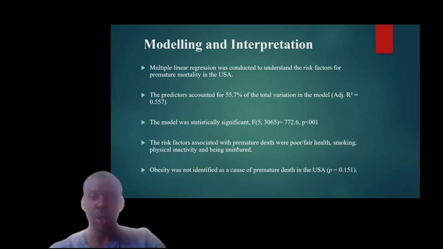The risk factors associated with premature death were poor and fair health, smoking, physical inactivity, and being uninsured. Obesity was not identified as a cause of premature death in the U.S., p = 0.151.